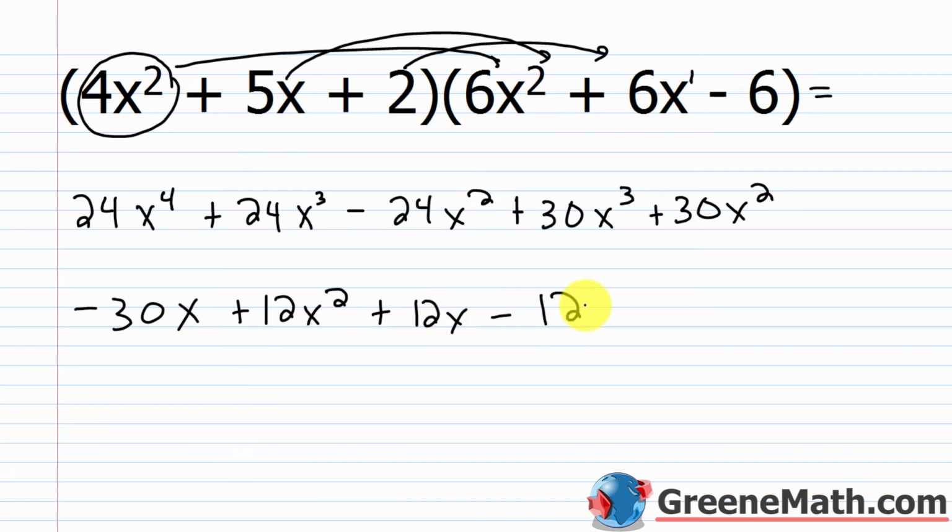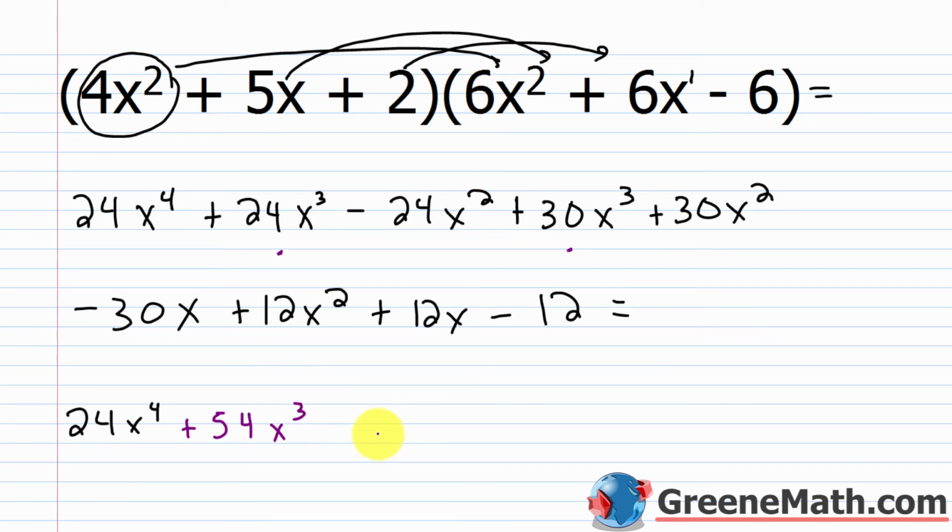So again, it starts to become just more and more tedious, right? It's not necessarily harder. It's just now I got a lot of stuff that I got to keep track of. So 24x to the 4th power, nothing I can combine with that. I'm just going to rewrite that here. 24x to the 4th power. Then I have some like terms here. So I have 24x cubed and 30x cubed. Nothing else to combine with that. So 24 plus 30 is 54. So this would be plus 54x cubed.